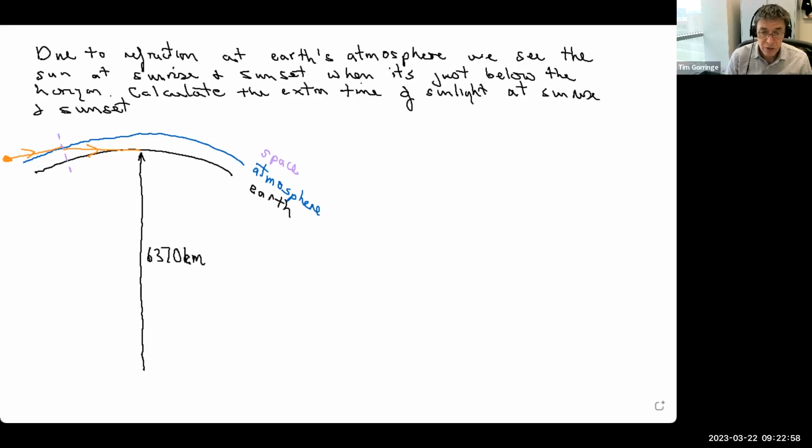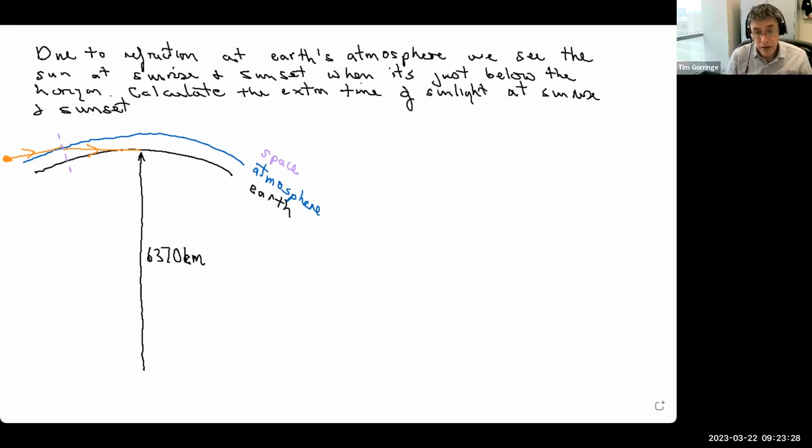The reason we see the sun before it rises above the horizon and after it falls below the horizon is that sunlight is refracted at the Earth's atmosphere. That refraction, that bending or deflection of the light rays, allows us to see the sun when it's below the horizon, as it's just about to rise and as it's just about to set.